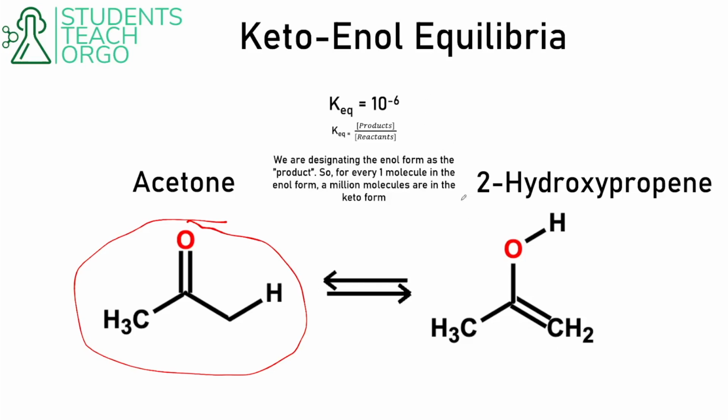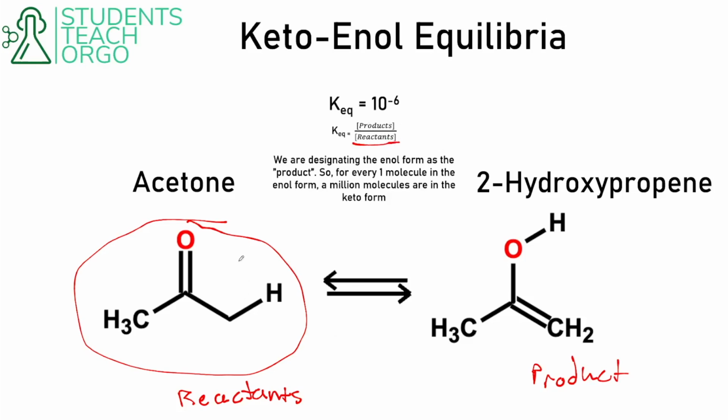And in this case, the KEQ value for the equilibrium between acetone and 2-hydroxypropene is 10 to the minus sixth. And so if that number doesn't mean much, I've got just a little equation here for KEQ, which is products over reactants. So in this case, we're considering this to be the product, and we're considering this over here to be the reactant. And a really small KEQ value means that we have a lot more reactant than we do products. So a whole bunch of reactant, not a lot of product.